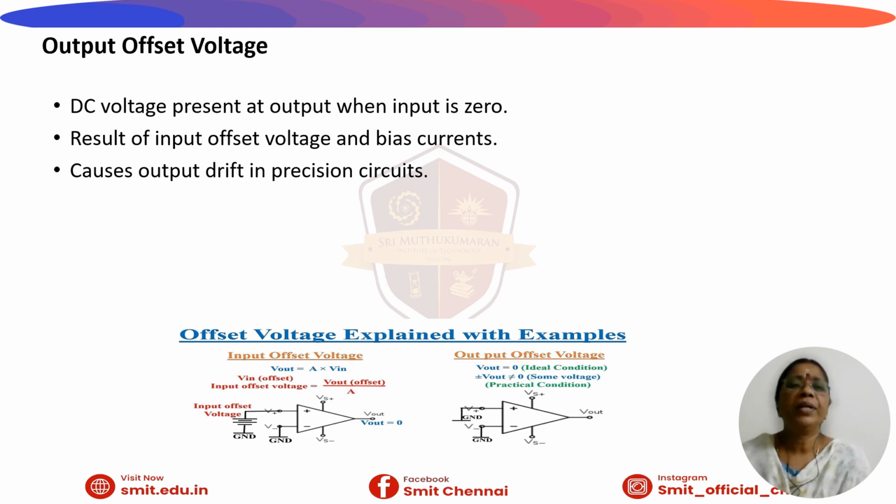It causes output drift in precision circuits where the circuit is used to measure a few lower voltages in the order of millivolts or microvolts. Hence, a compensation technique is followed to make the output offset zero when zero input voltage is given. So, null pins are available in the μA 741. Along the null pins, you can connect a potentiometer and you can adjust the potentiometer to make the output voltage zero for a zero input voltage.